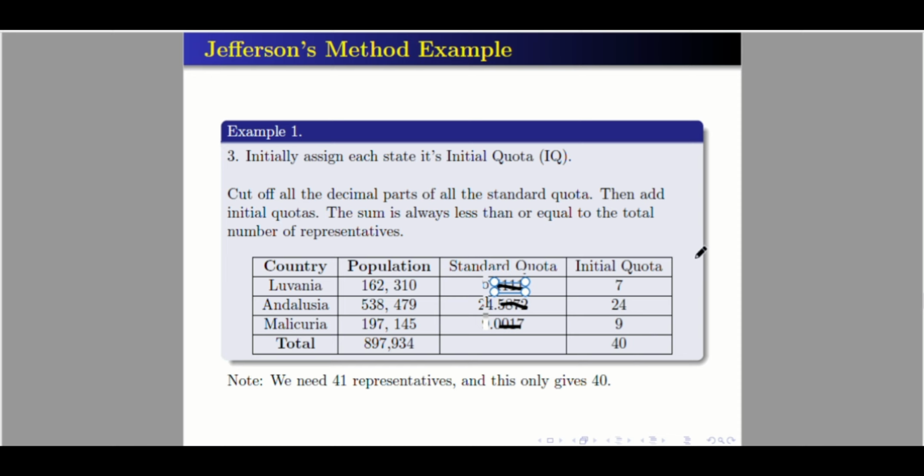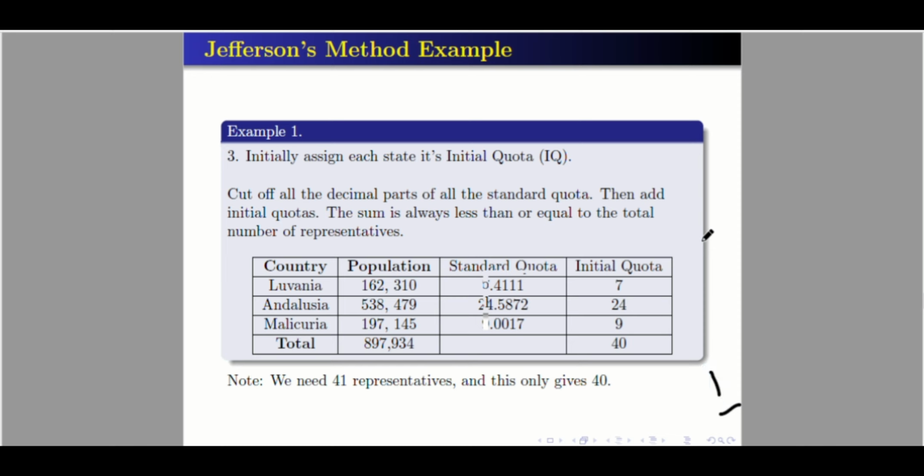Now, in Hamilton's method, we only look at the decimal place. The one with the largest decimal place will have the remaining one seat. Take note here we only have 40, but we must distribute the 41, so we're left with 1. Again, in Hamilton's method, we only look at the decimal places. The one with the largest decimal place will get this remaining seat. So we have plus 1 here if we use Hamilton's method.